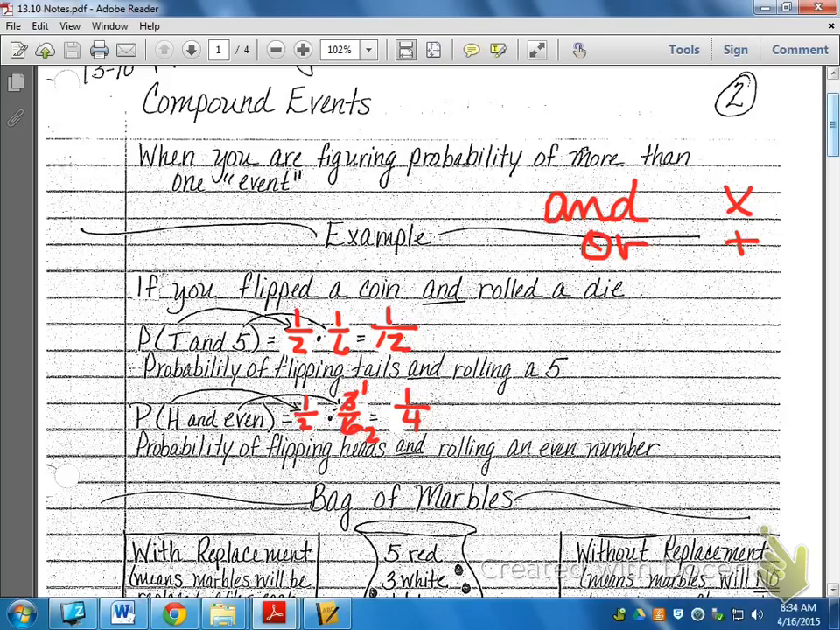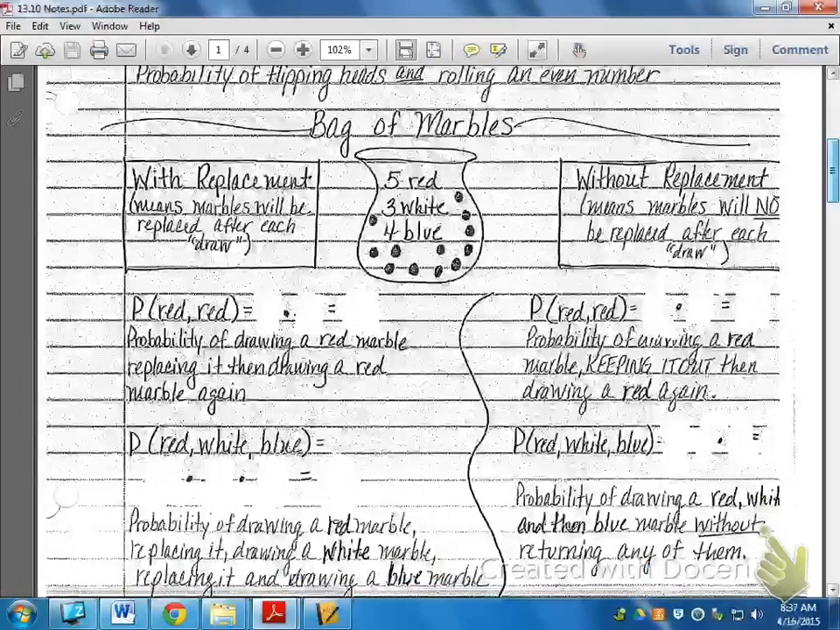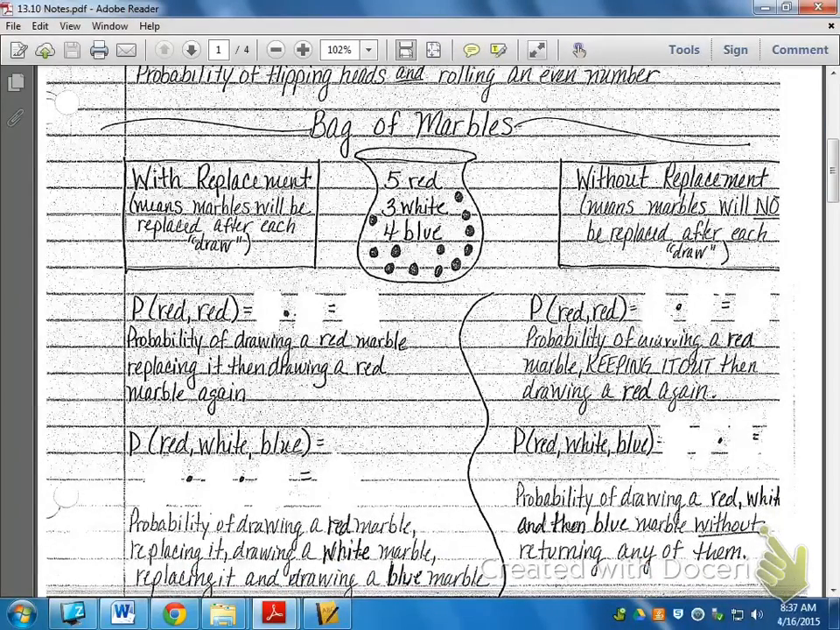Okay, that is basically probability of compound events. They are doing two things. It was an "and," so we multiply. Now we're going to look at things called dependent and independent, and we're going to look at a bag of marbles. Okay?